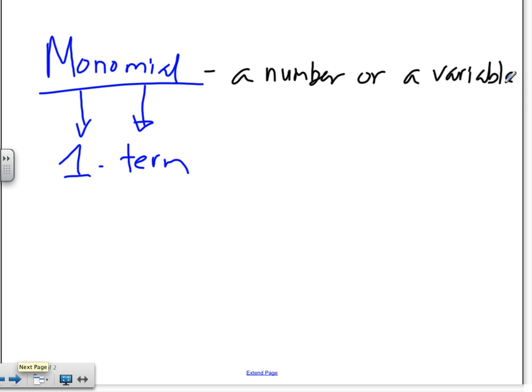So for example, I can throw something like this. Yeah, that's a term. Fine. That's a term. You only see one of them. That's a term. Or I can just give you this. That's a term. Okay?